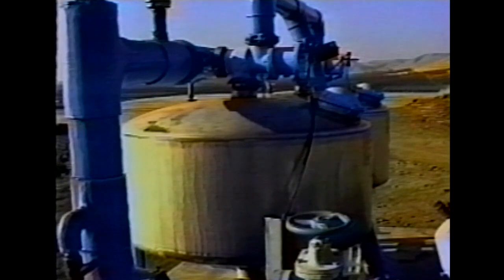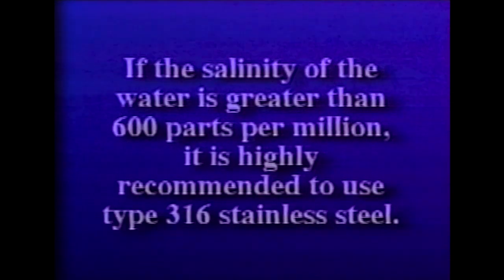Installing an anode inside the tank helps control electrolysis. If the salinity of the water is greater than 600 parts per million, it is highly recommended to use Type 316 stainless steel rather than 304 stainless.